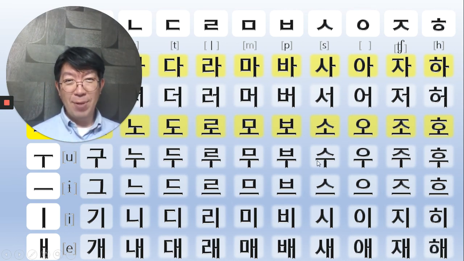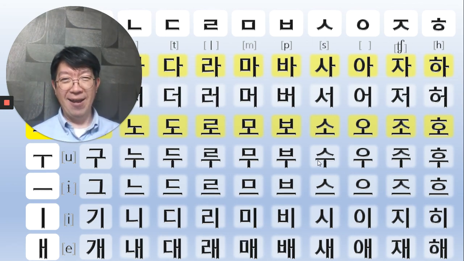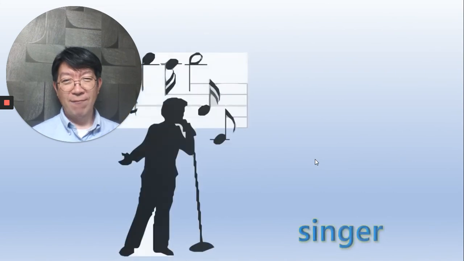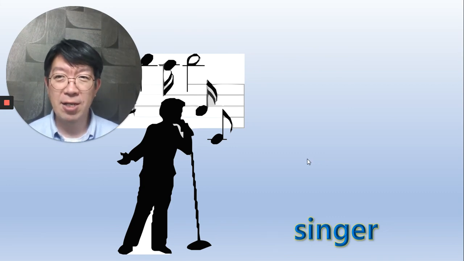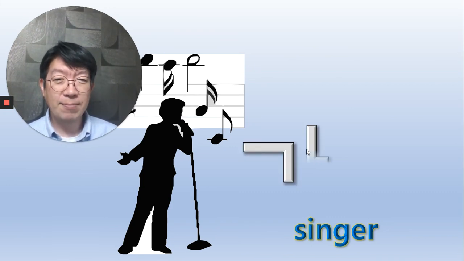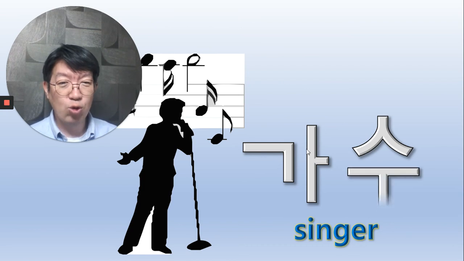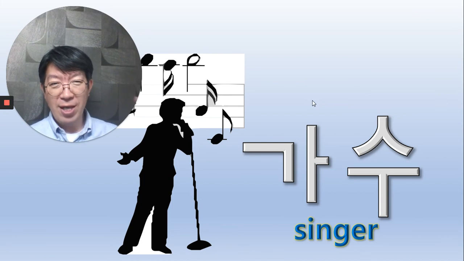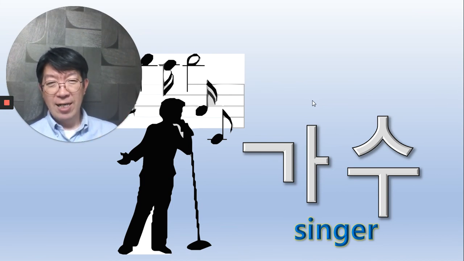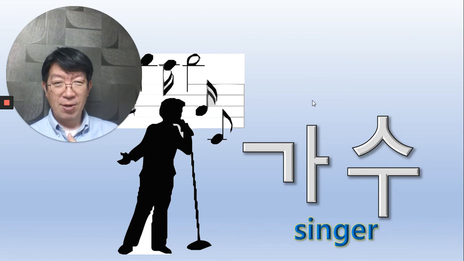Now, let's practice with other vocabulary. First, singer, like BTS or EXO, they are singers, right? So singer in Korean: G, A, S, U. 가수. 가수예요. 예요 is the verb to be. 직업이 뭐예요? What's your job? What do you do for a living? I'm a singer. 가수예요.